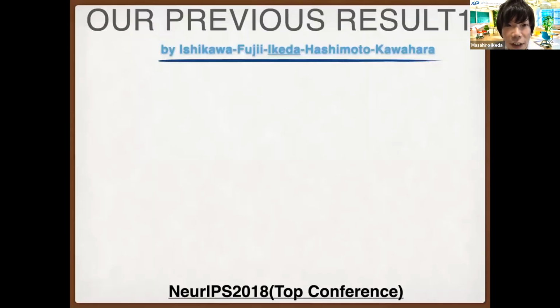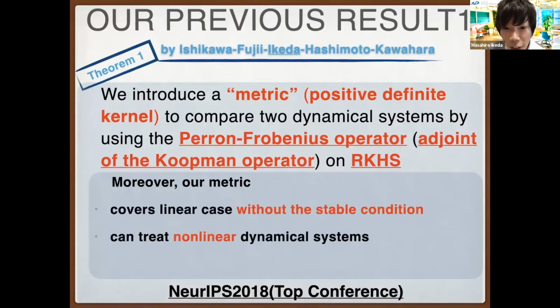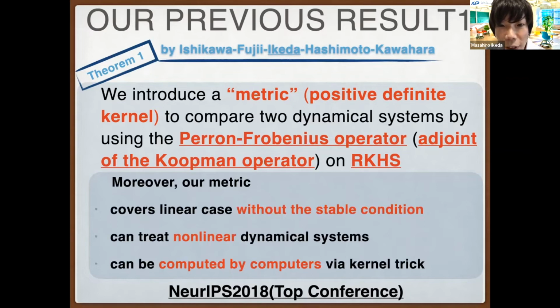Next. Okay, so I will introduce several previous results for application. In 2018, we introduced a metric, more precisely a positive definite kernel, to compare two dynamical systems by using the Perron-Frobenius operator, which is the adjoint of the Koopman operator as I defined before, on RKHS. RKHS is a Hilbert space associated with a positive definite kernel, which will be explained later.